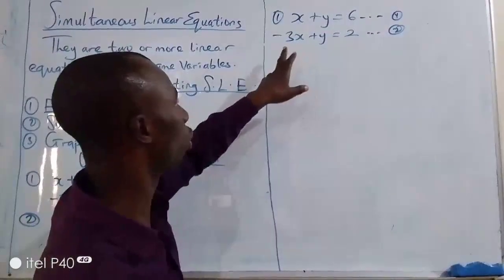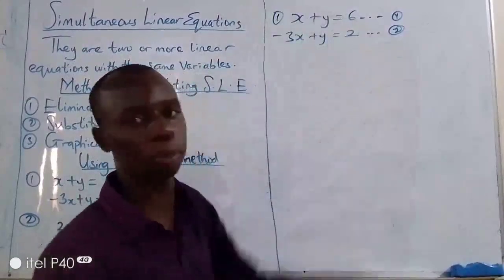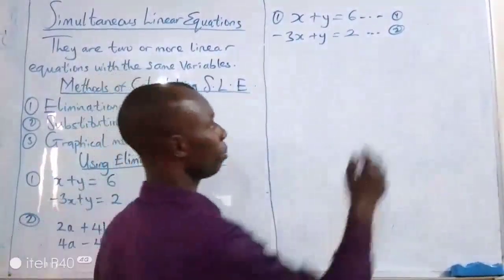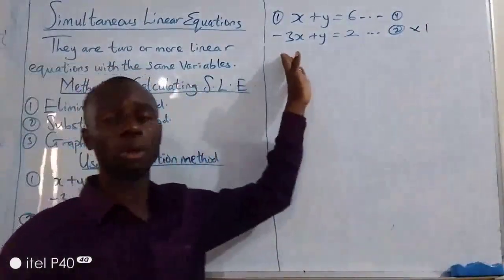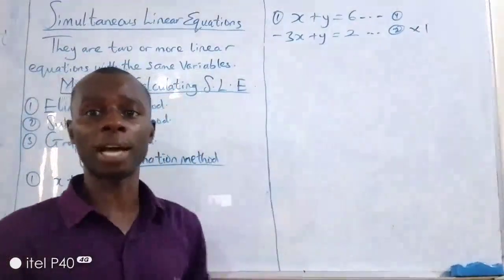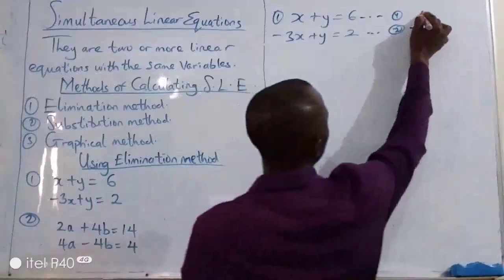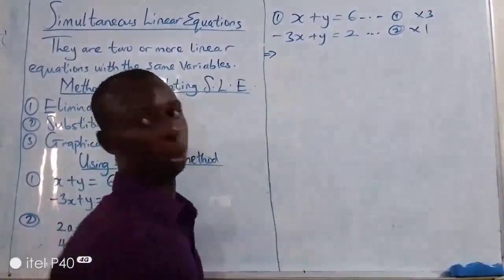Now, in order for me to make x have the same coefficient, I will multiply equation 2 by the coefficient of x in equation 1, which is 1, and I will multiply equation 1 by the coefficient of x in equation 2, which is minus 3, so I will multiply equation 1 by 3. With that, I will have these new 2 sets of equations.